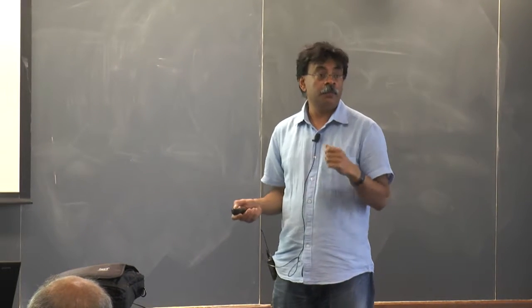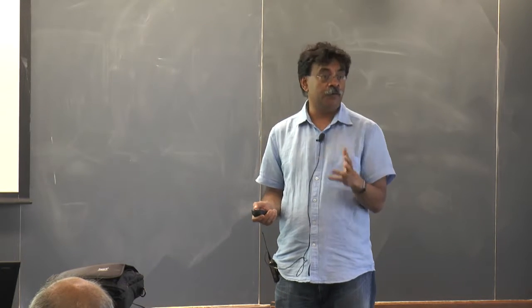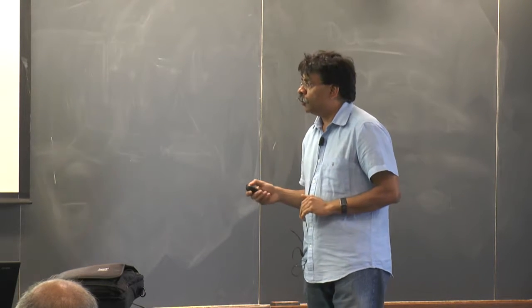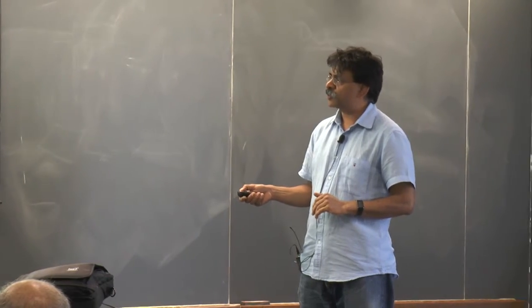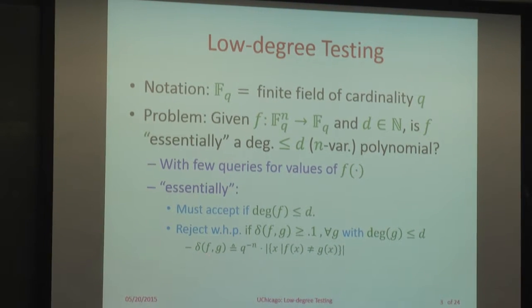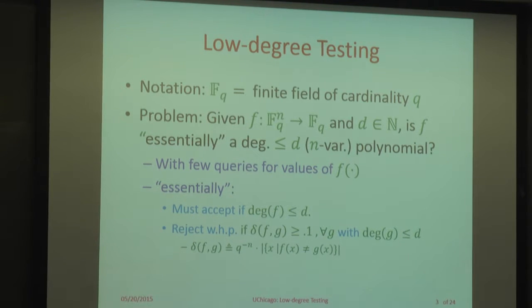What we are hoping is that you make very few queries into this function. You do not ask for the value of the function everywhere, only very few places. Okay. Does this make sense? All right. So a formal notation that I will use all the time is the distance between two functions, which will be just the fraction of places where I have to change the value of the function f to get the function g. Okay, this is the distance between f and g. Does this make sense? So these are finite functions on a finite input set, so we will just measure things by the uniform distribution on the domain.